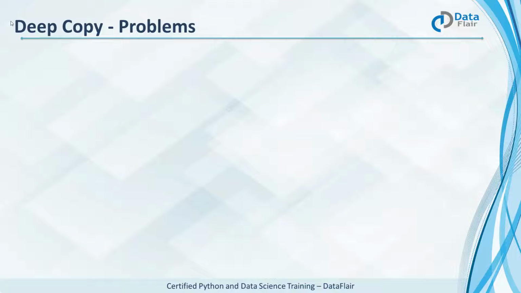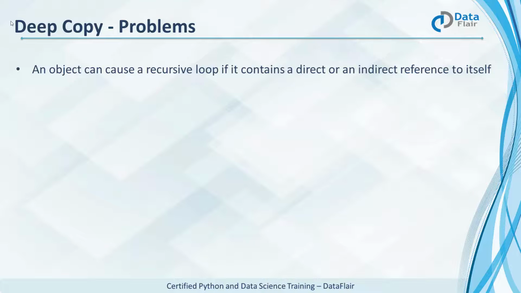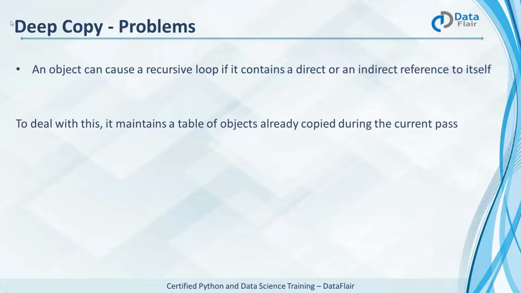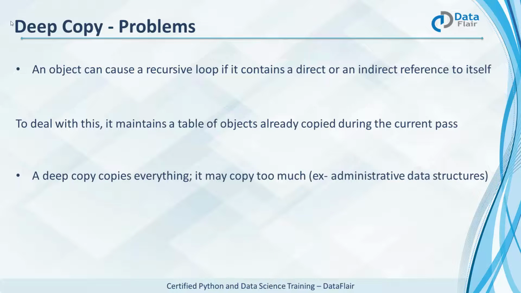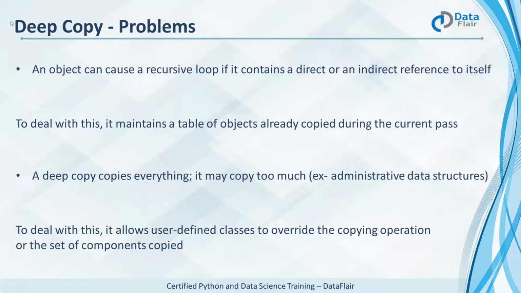Deep copying poses some problems. If an object contains a direct or an indirect reference to itself, it can cause a recursive loop. We've talked of recursion. To deal with this, in any one pass, it maintains a table of objects copied so far in the current pass. Secondly, since deep copying copies everything, it may also copy other data like administrative data structures. It is also slower. If we allow user-defined classes to override the copying operation or what's copied, this can be handled.